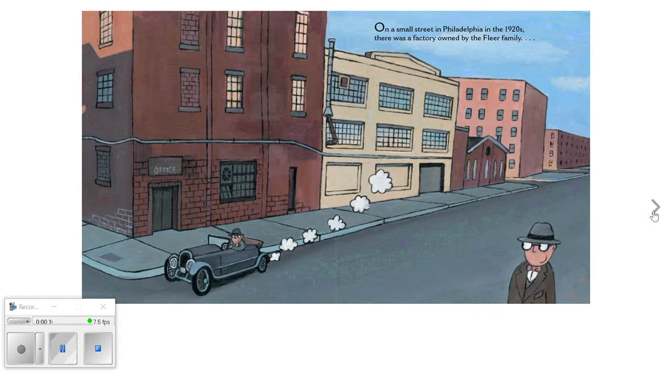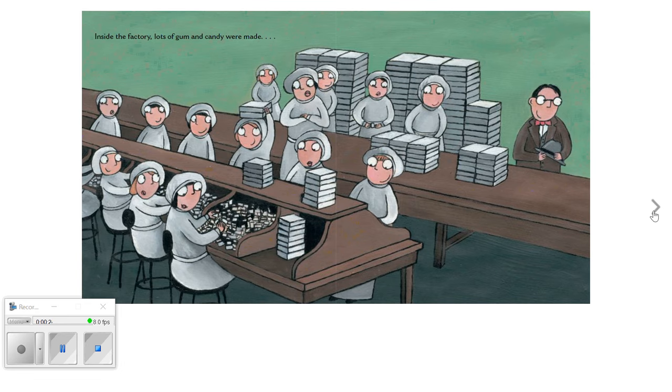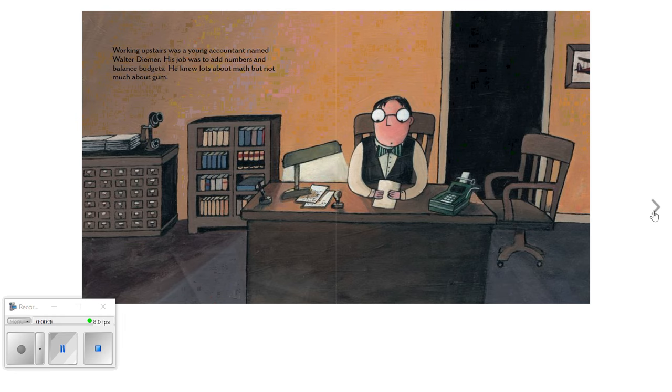On a small street in Philadelphia in the 1920s, there was a factory owned by the Fleer family. Inside the factory, lots of gum and candy were made. Working upstairs was a young accountant named Walter Diemer. His job was to add numbers and balance budgets. He knew lots about math, but not much about gum.